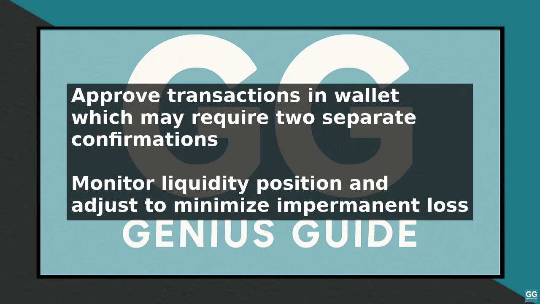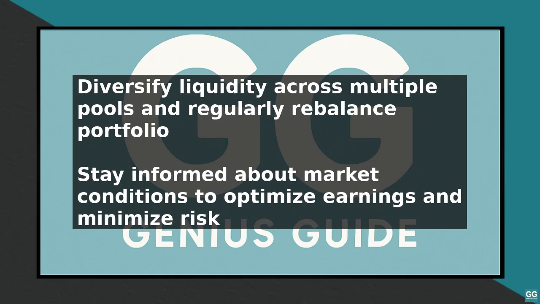Once the transactions are confirmed, your liquidity will be added to the pool and you will start earning rewards. It is essential to monitor your liquidity position and adjust it as needed to minimize impermanent loss. Providing liquidity to a Uniswap pool can be a lucrative way to earn passive income, but it also comes with risks. So it is crucial to do your own research and understand the mechanics before getting started.